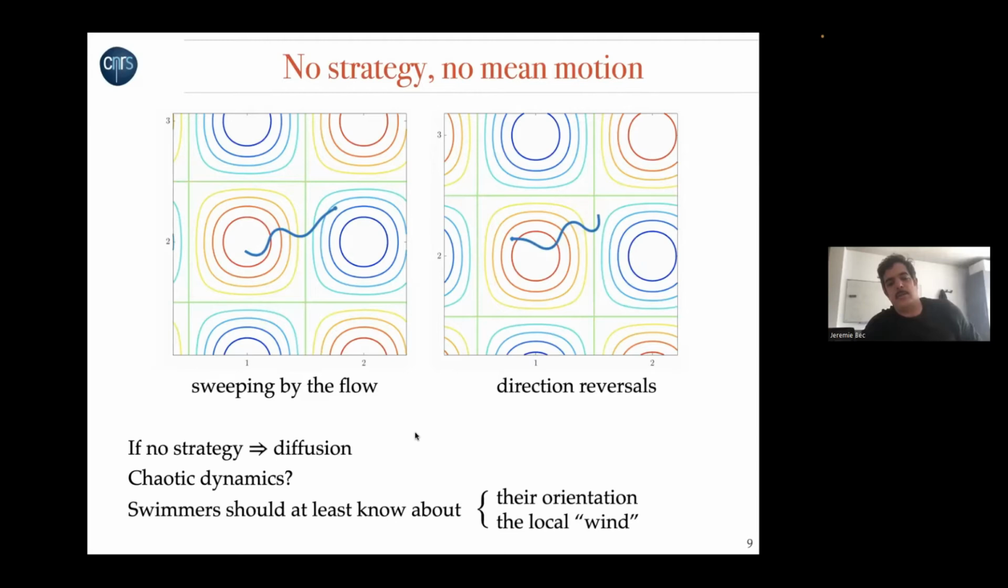And then the next thing from this observation is that in order to build a strategy, swimmers should know at least two things. The first thing is their orientation, so they need to know that they are facing the right direction. And the second thing is that they need to sense somehow the local wind in order to know when they are swept by the flow.